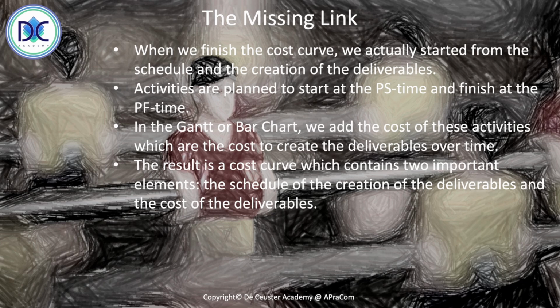First of all, we have the schedule of the creation of the deliverables. What is the planning of the creation of the deliverables? We have that overview. We have the activities, and the activities lead to the deliverables. And of course, we add the cost there. So we also have the cost over time to create the deliverables. So we have those two pieces of information integrated in this curve.